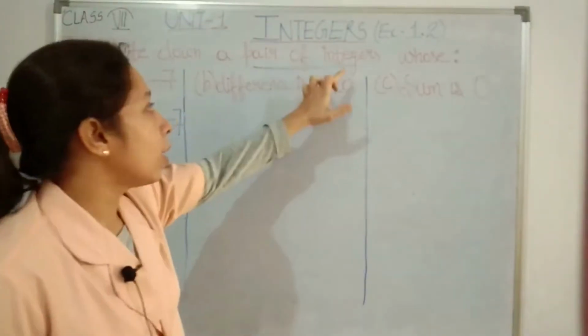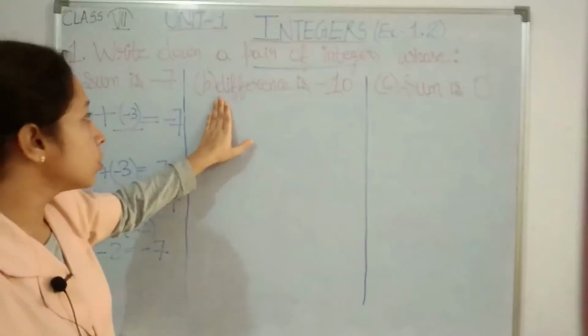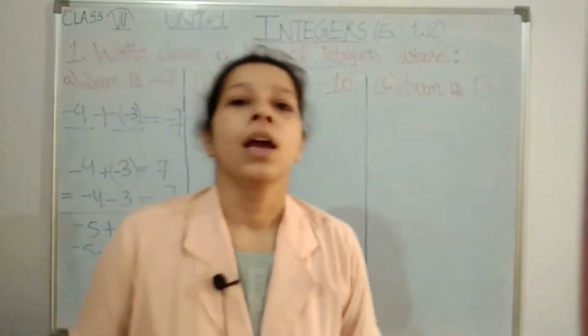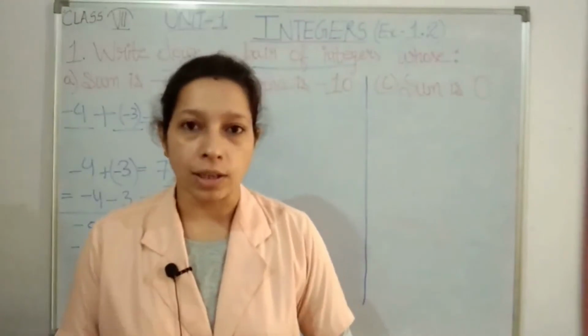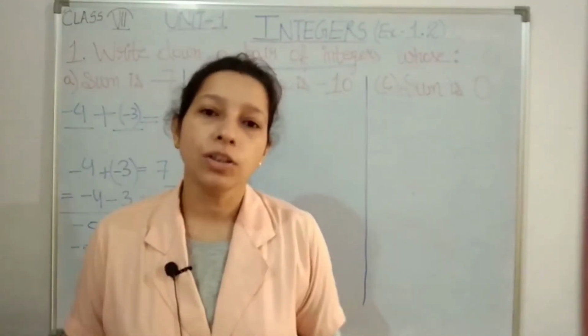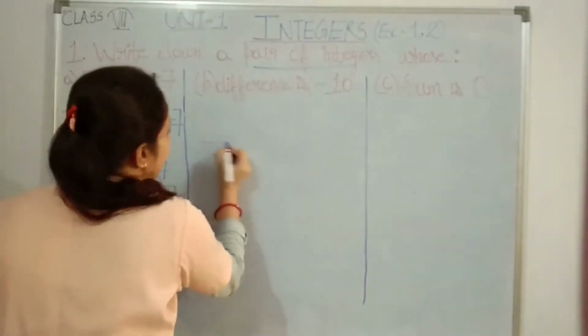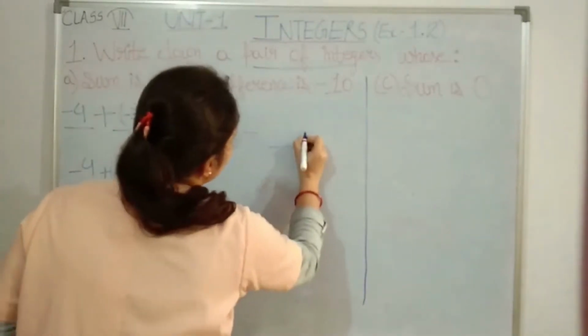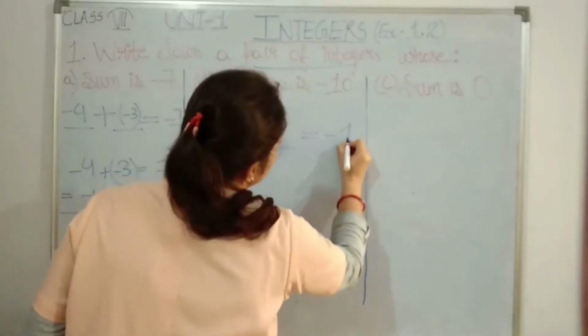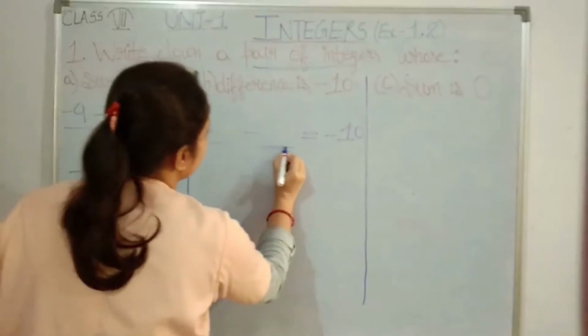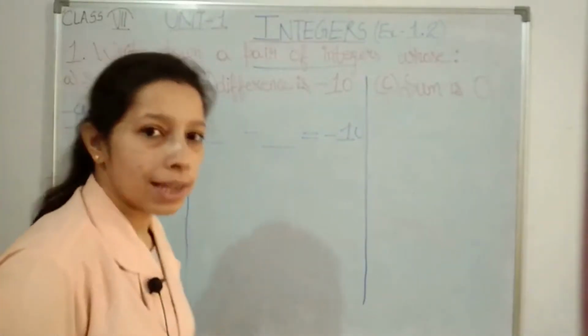Now let us see again. We have to write a pair of integers for part B whose difference should be equal to minus 10. In simple words students, you have to take two integers on subtracting which the result should be equal to minus 10. So let's write like this first. If you write like this, it will be easier to understand. We have to subtract two integers whose difference will be equal to minus 10.